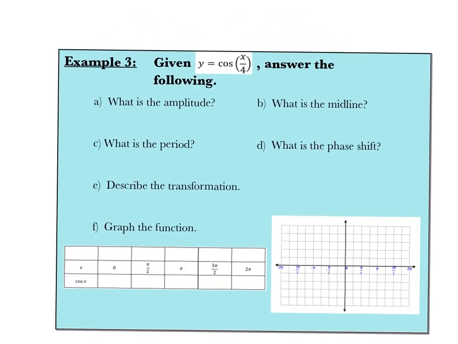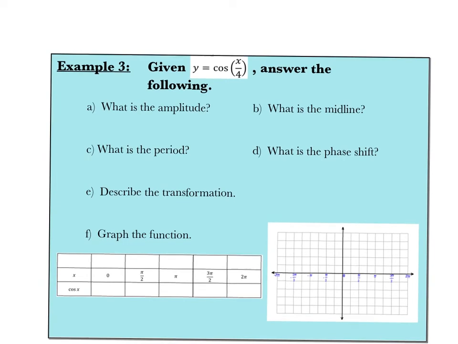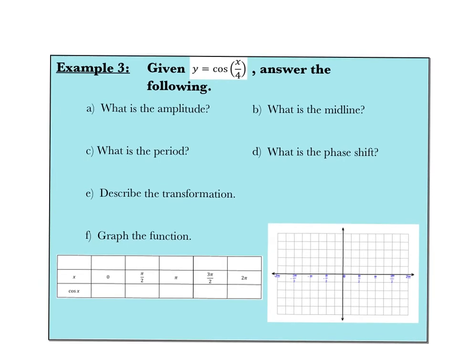All right, so what happens when I start doing with this? Okay, so amplitude, do I do anything out front? Is there anything out front of cosine? No, so my amplitude is going to be 1. Midline, am I adding or subtracting anything? No, so that's going to be just 1.